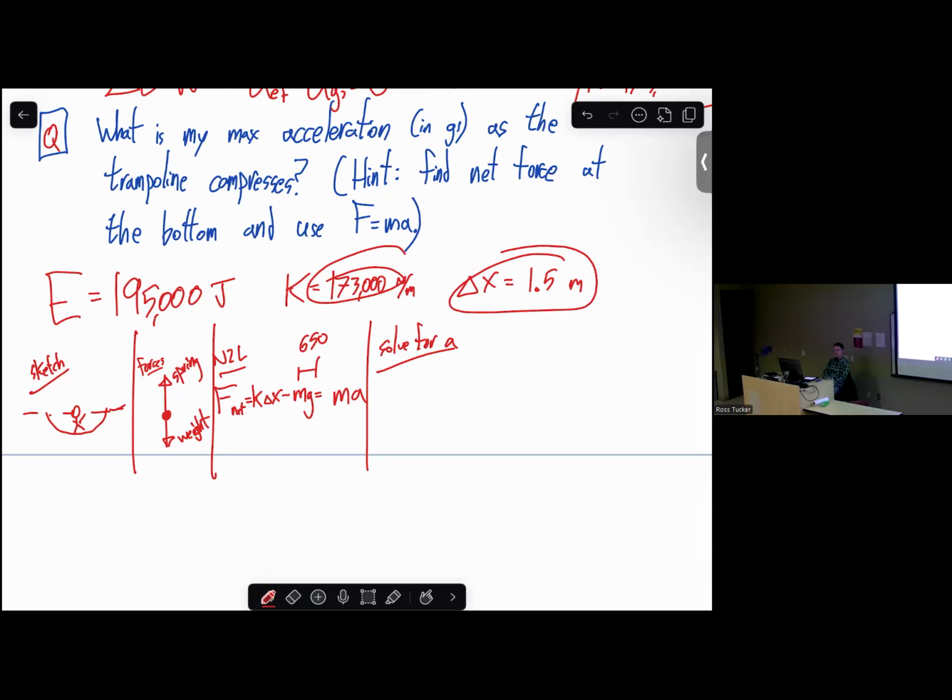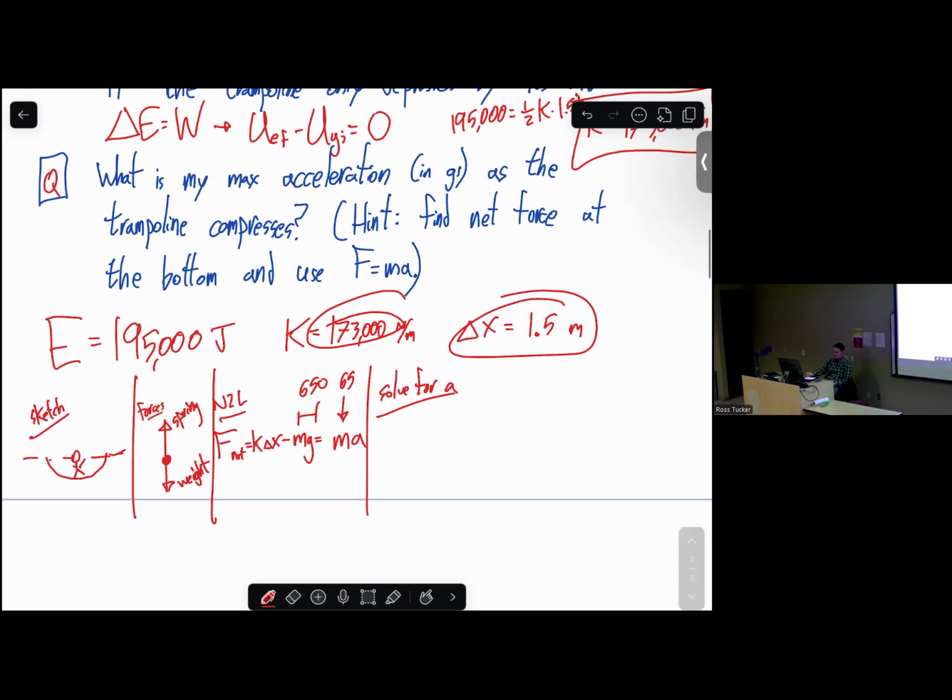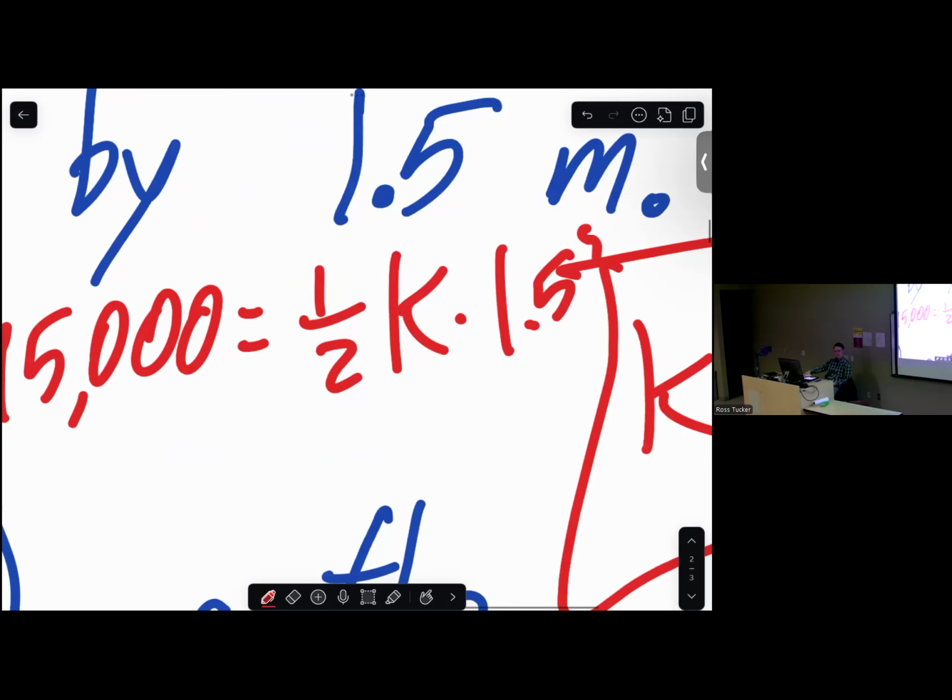What's m? 65. If mg is 650, then m had better be 65. Question. That's energy. That's how we found K, by considering the energy of the system.